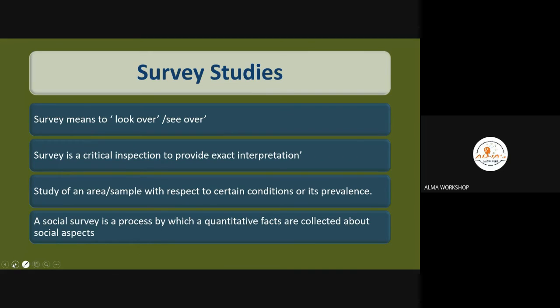Okay, I'll skip this. Survey is a critical inspection to provide exact interpretation. You want to study an area or a sample with respect to certain conditions, and you want to do some social survey. It is a process of quantitative research. Survey is quantitative research because you give a questionnaire, collect the data, and analyze the data through statistics. That is why it is called quantitative research.